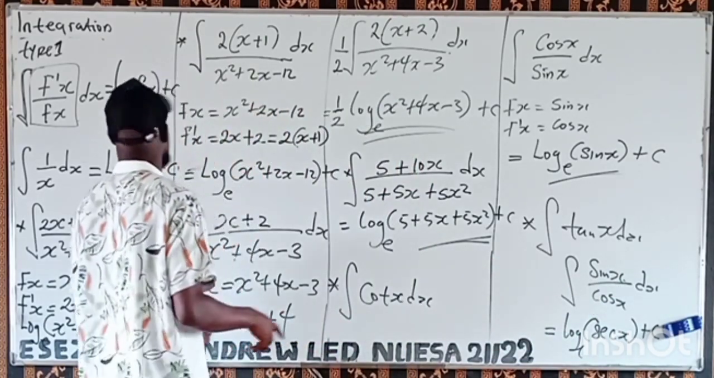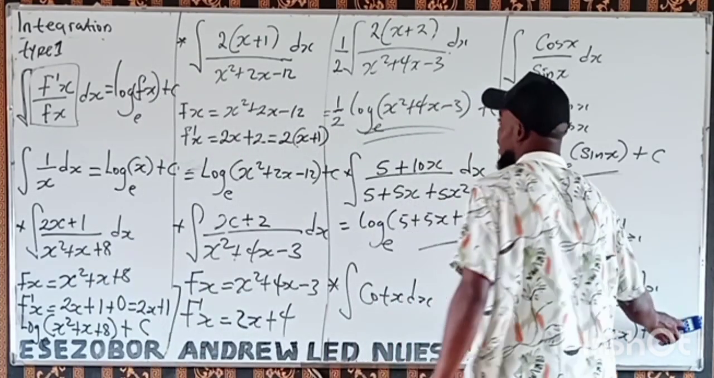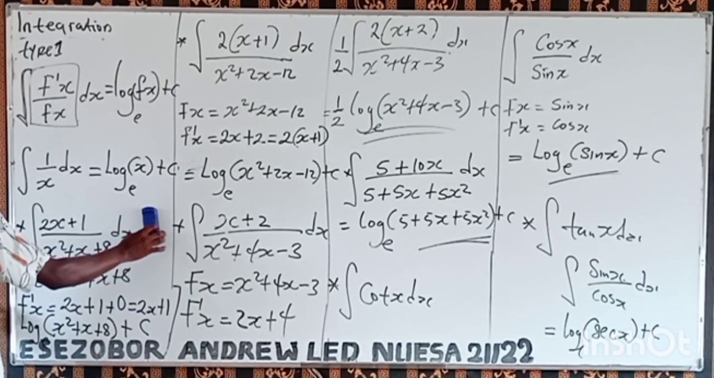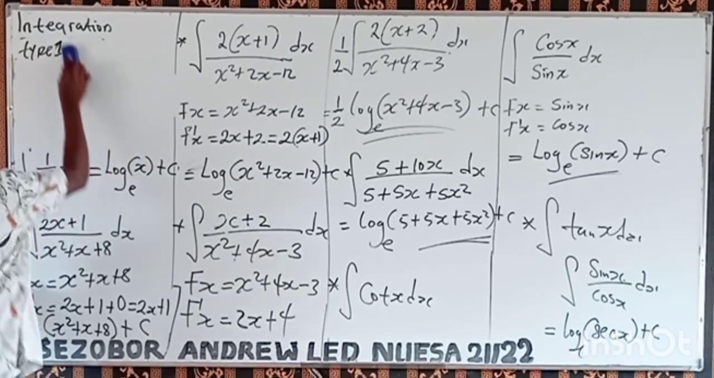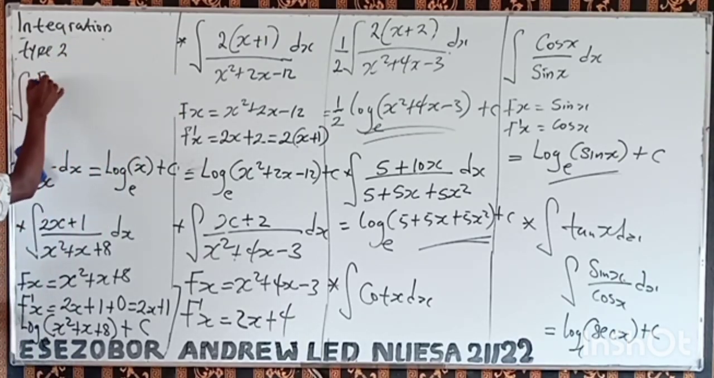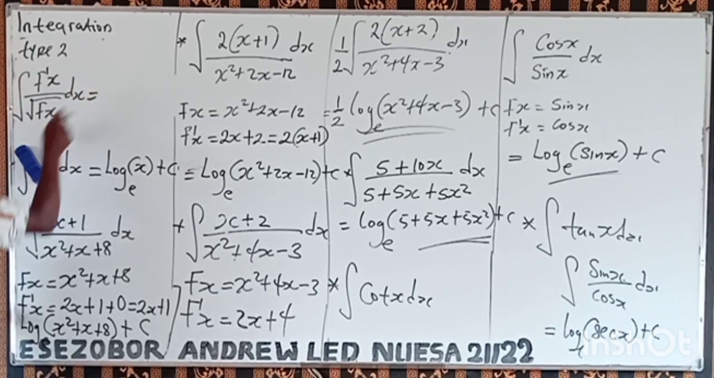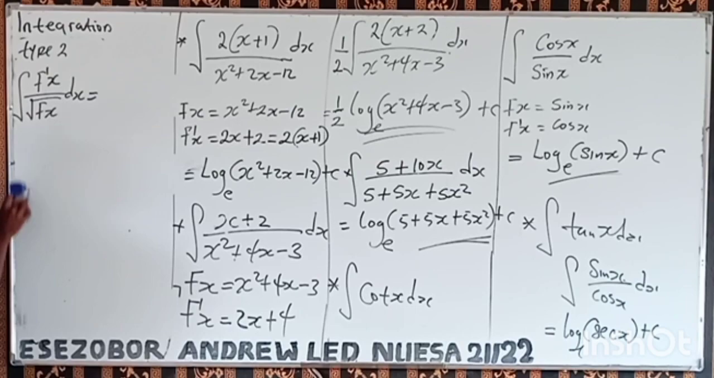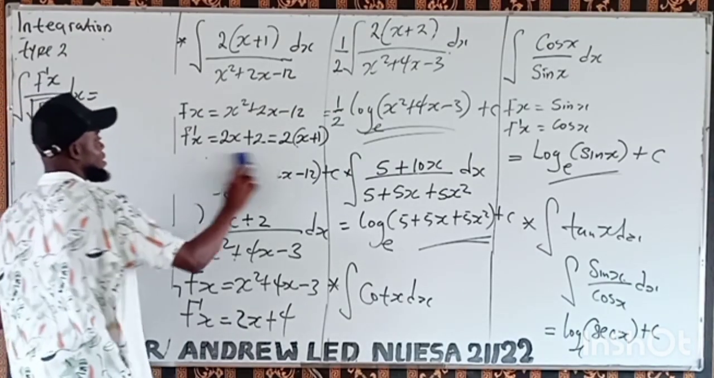So now let's look at the other aspect. We want to check if you have an integral of this type. Let's say type 2. Type 2, let's say we have the integral of f prime of x all over the square root of f of x dx. Let's say we have something like that. What becomes the final answer? That's what we look at now.